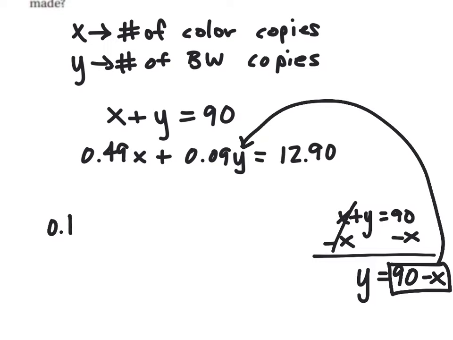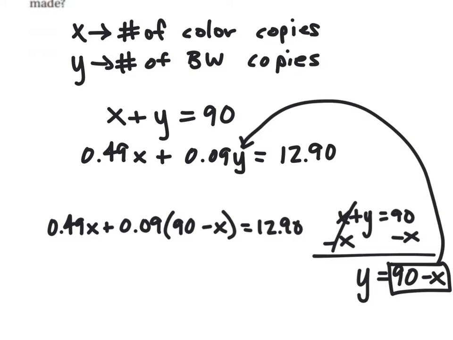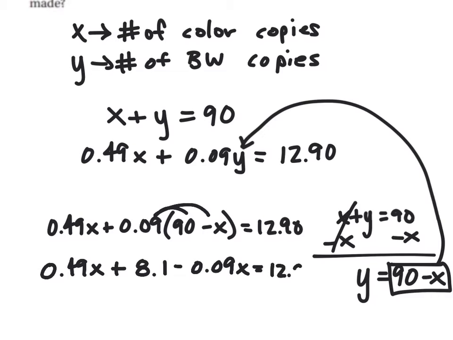So now I have 0.49x plus 0.09 times y, which is 90 minus x, and this is equal to $12.90. Right now what I want to do is solve this equation for x. Once I solve for x, I'll plug that back in up here and solve for y. So the first thing I'm going to do is distribute the 0.09 into that 90 minus x. So 0.49x plus 0.09 times 90 gives us 8.1 minus 0.09x, and that's equal to $12.90.